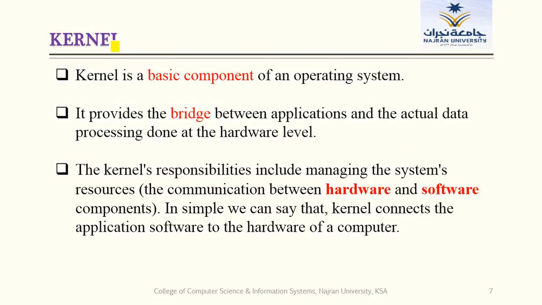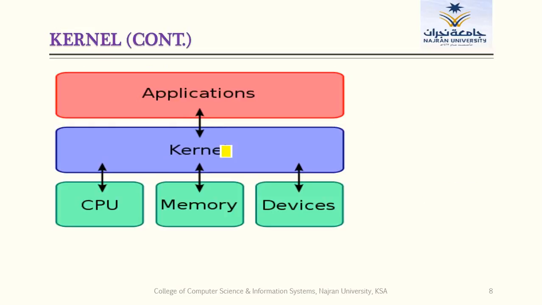Then we have seen the kernel. We said that this is a basic component of an operating system. What is the responsibility of the kernel? It provides the bridge between application programs and the data processing done at the hardware level. So it means there is a link between the hardware and software of the computer, and the kernel makes this link. This figure shows clearly that there is an application program, there is hardware like CPU, memory, devices, and in between we have the kernel.